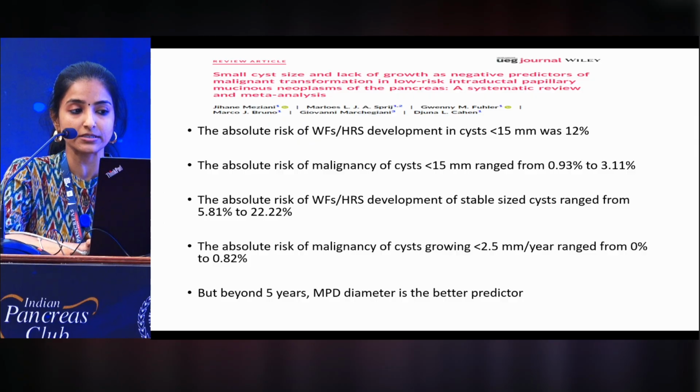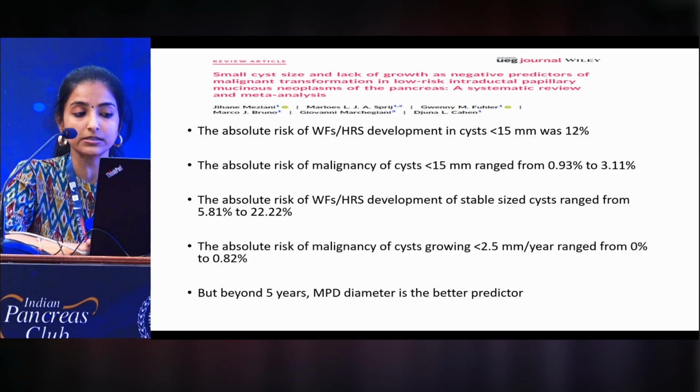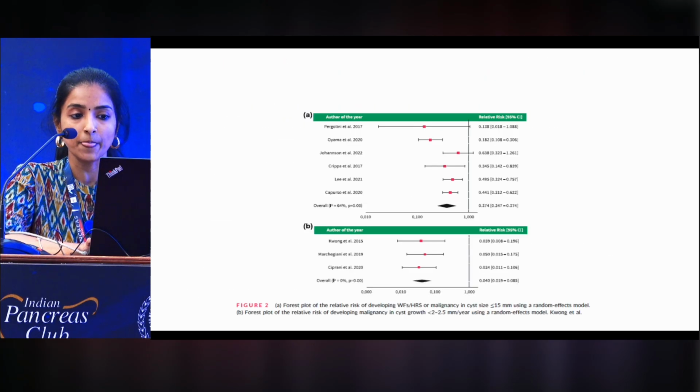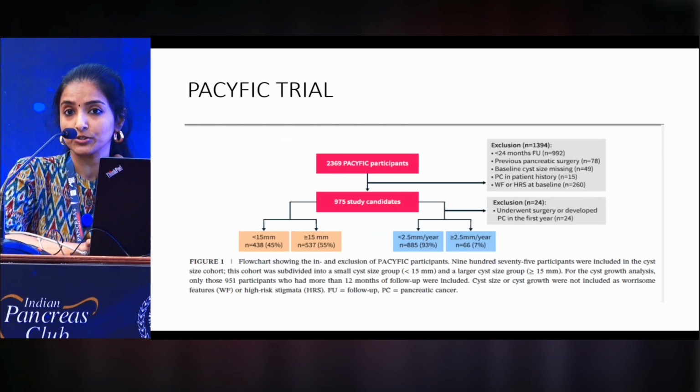In fact, the risk of malignancy is only around 3% when the cyst is less than 15 mm, and the risk of malignancy is less than 1% when the cyst growth rate is less than 2.5 mm per year. The forest plot favors this strongly.